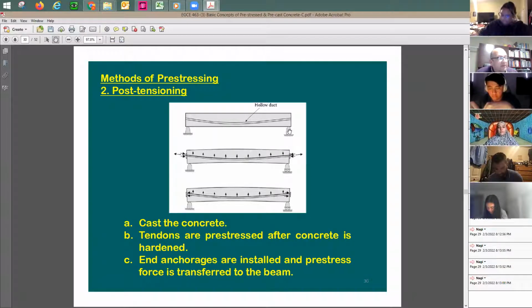So what you do here, you cast the concrete first. And before you cast the concrete, you're going to put this hollow duct. We don't really call it a duct, we call it a sleeve. You know the MC cables? Did you guys hear about it? Like electric cables, they call it MC cables. Yeah, yes or no?